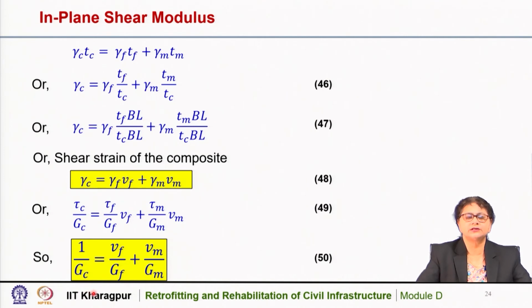So, we get equation 50, which is 1 by G C, that is the shear modulus of the composite, is equal to V F by G F, where G F is the shear modulus of the fiber, plus V M by G M, where G M is the shear modulus of the matrix. So, 1 by G C is equal to V F by G F plus V M by G M. So, we can determine the shear modulus of the composite by knowing the shear modulus of the fiber part and the matrix part and their volume fractions.